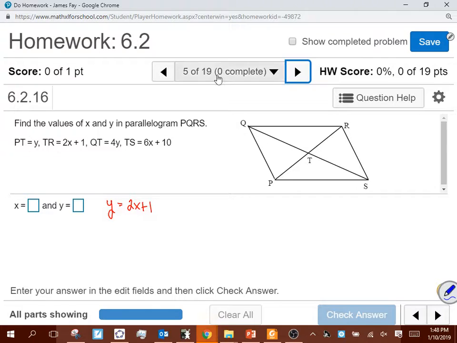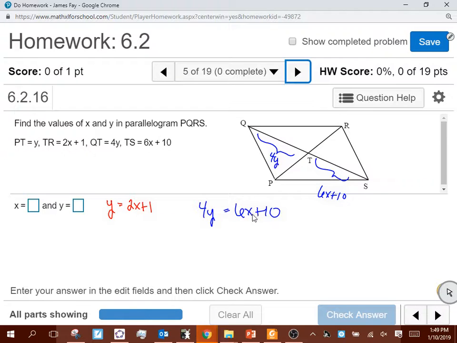The next thing they tell us is that QT is 4y, and T to S is 6x plus 10. So what can we say about those two distances? They're equal as well. So 4y equals 6x plus 10. So at this stage, that's all geometry.